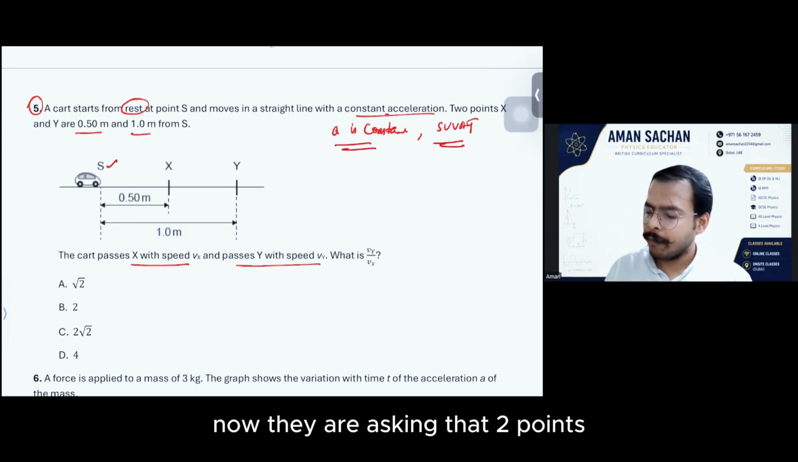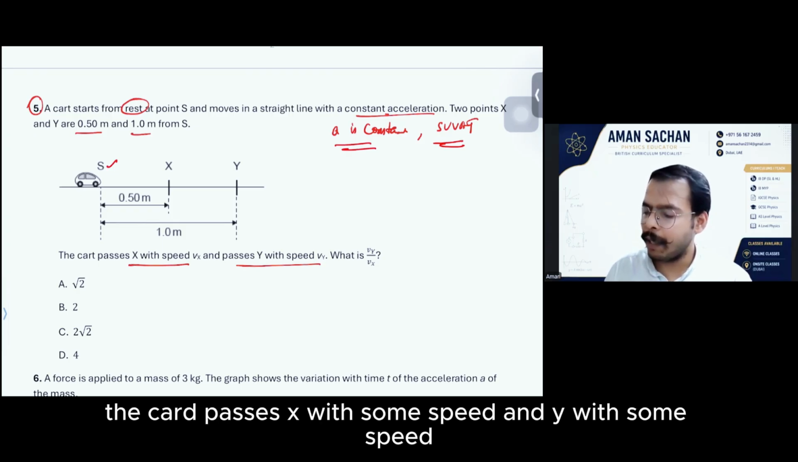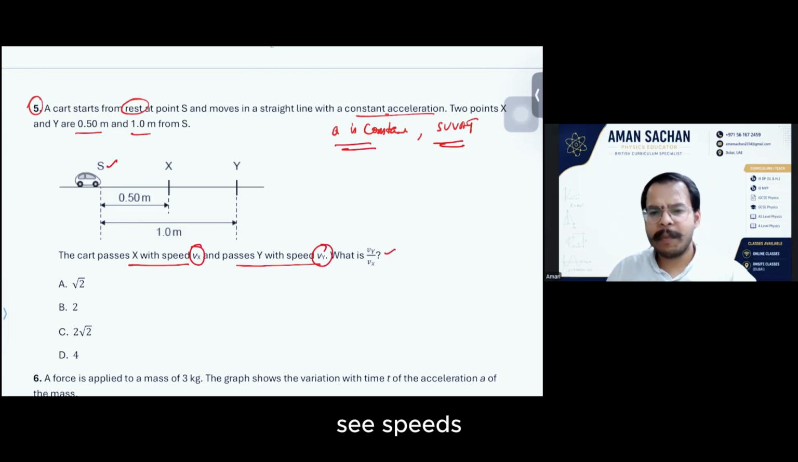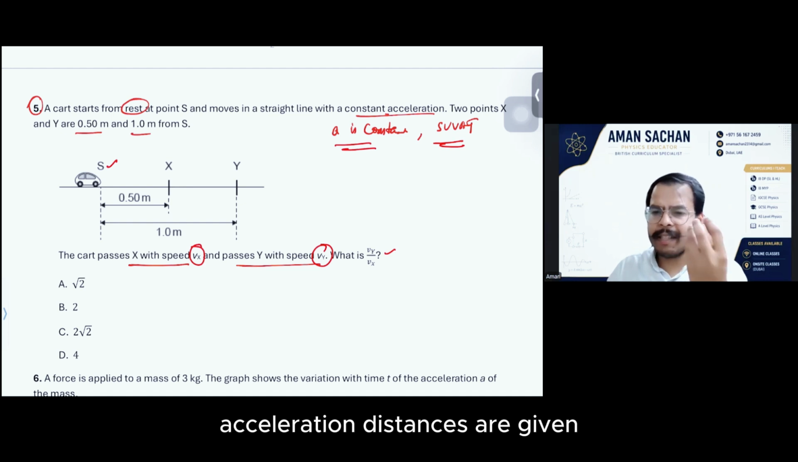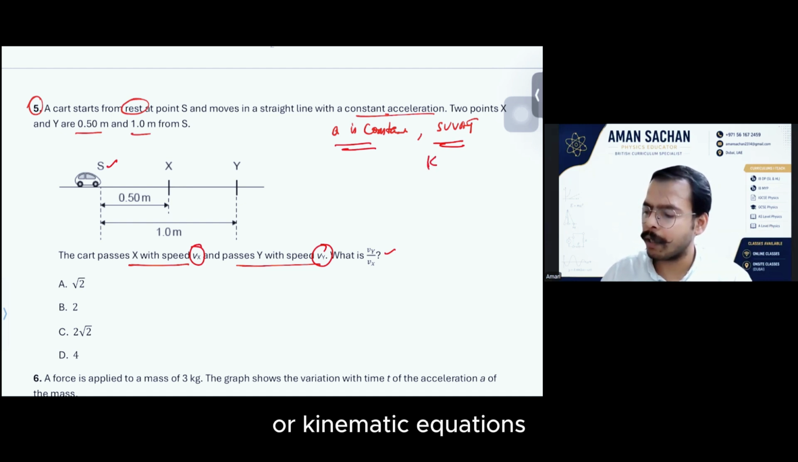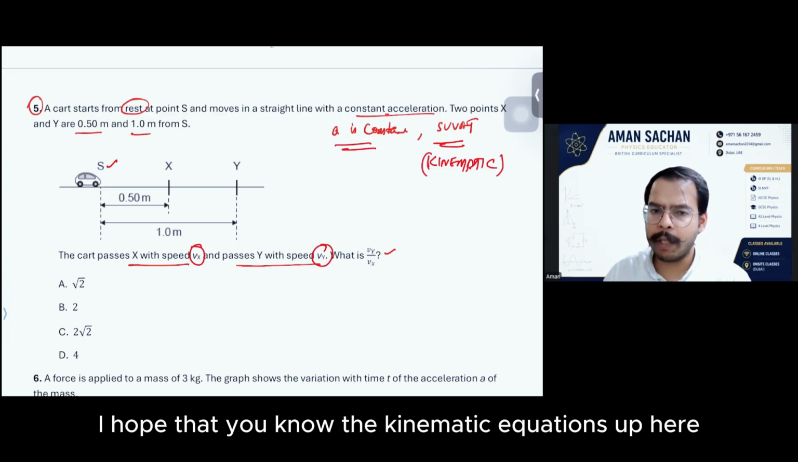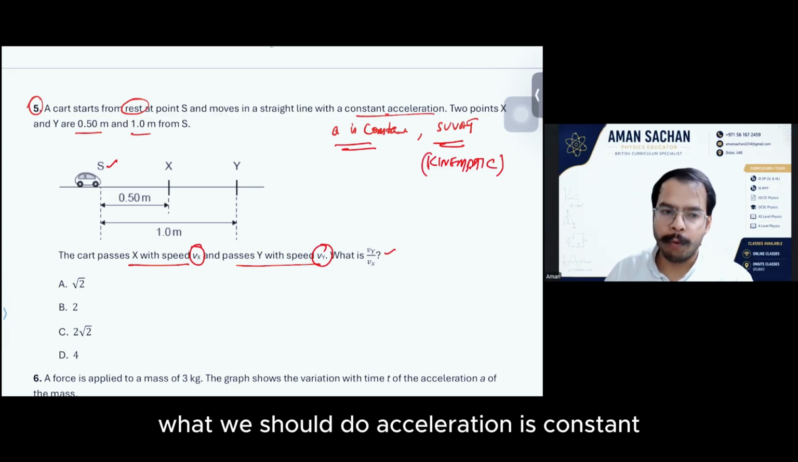Now they are saying that two points X and Y are given from S. The car passes X with some speed and Y with some speed. We need to calculate it. See, speeds, acceleration, distances are given. So I anyway know that I need to use SUVAT or the kinematic equations. I hope that you know the kinematic equations. Up here, what we should do.